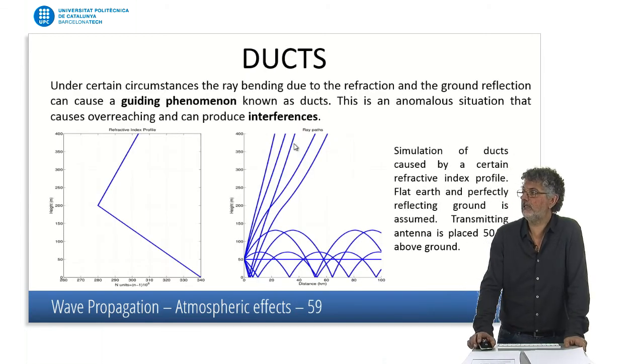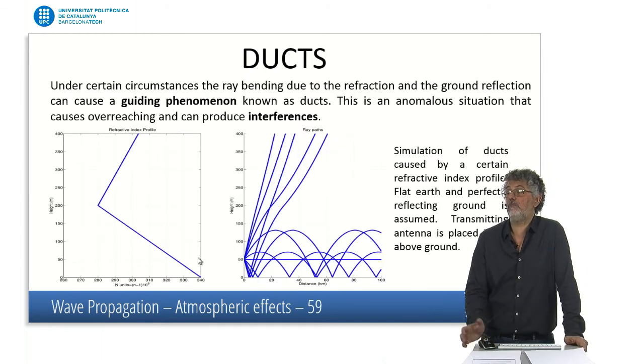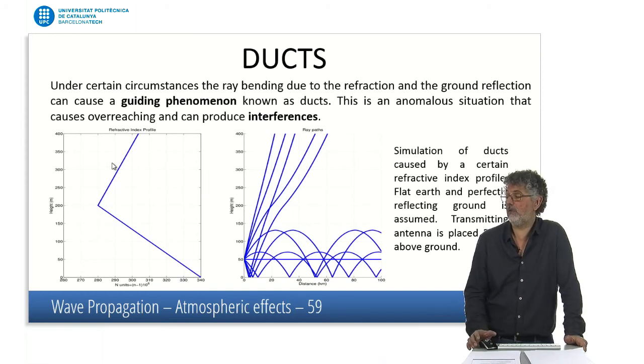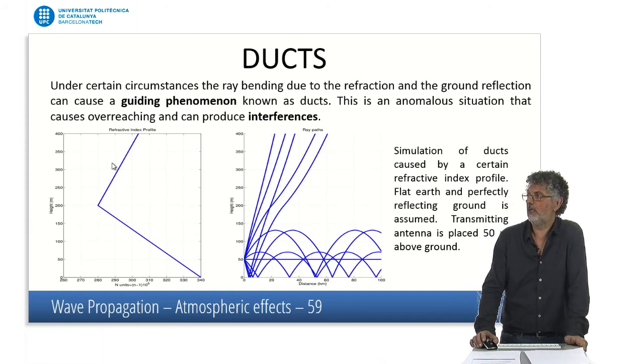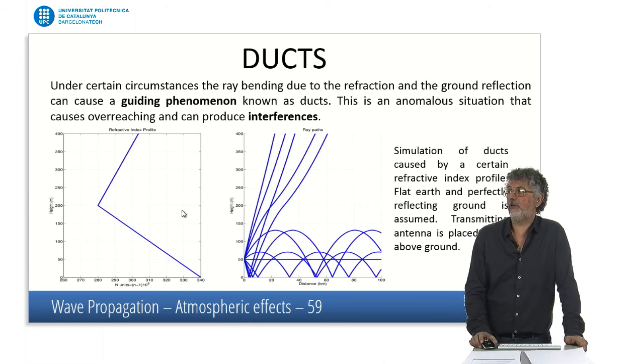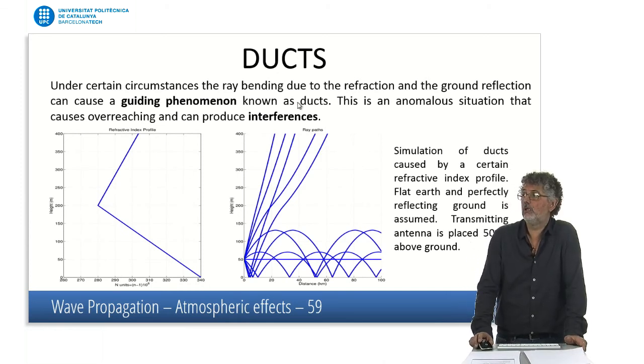The bad part is that the atmosphere can do strange things, because depending on the conditions, we can have refractivity profiles that do things like this. It diminishes, but then it increases, because at the end that depends on the content of water vapor, and that depends on whether there are clouds, and that depends on the weather conditions. Under those circumstances, we can have a phenomenon called ducts, and this is a guiding phenomenon.